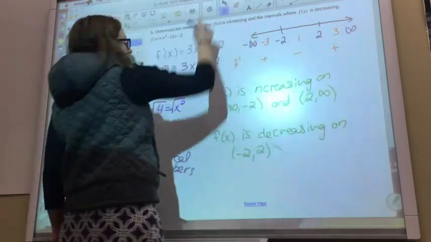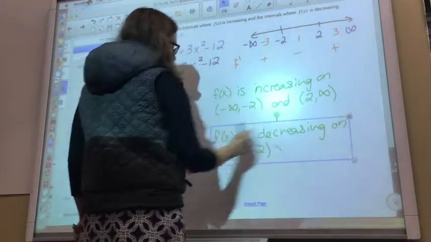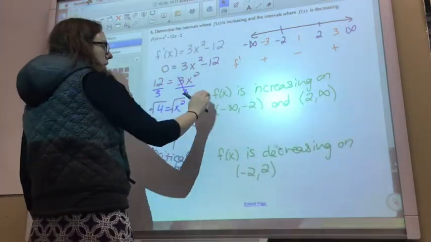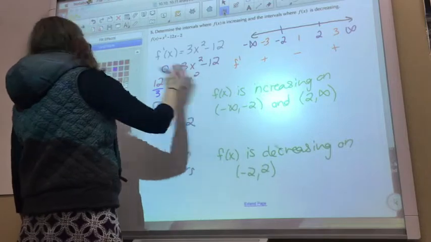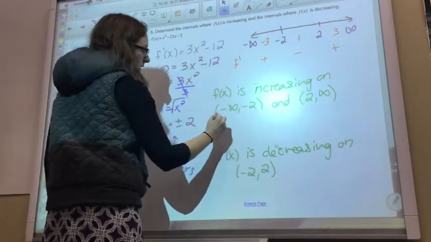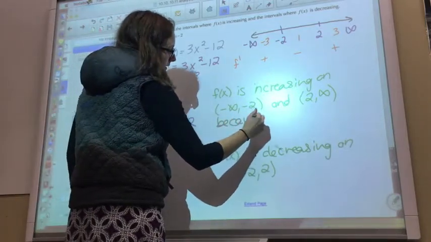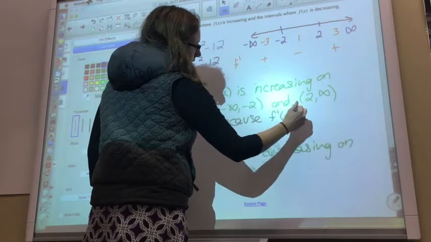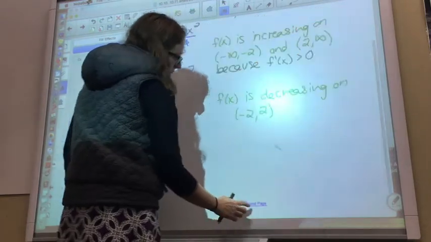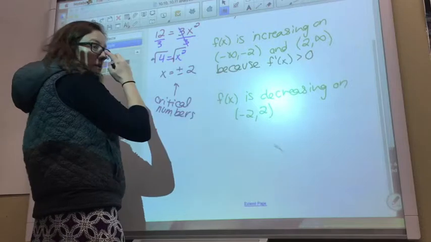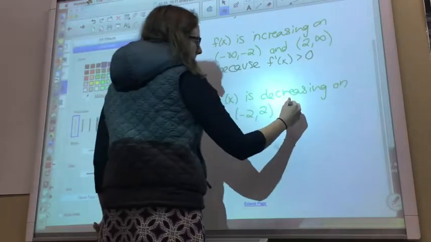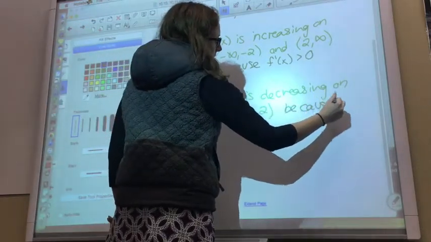And it didn't ask us to justify our answer, but I think our justifications are important for us to work on. So how did you know this is where f of x was increasing? Because f prime of x was positive. I'm gonna write greater than 0. And how did I know this was where f of x was decreasing? f prime of x was less than 0.